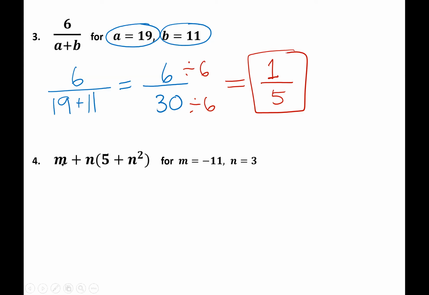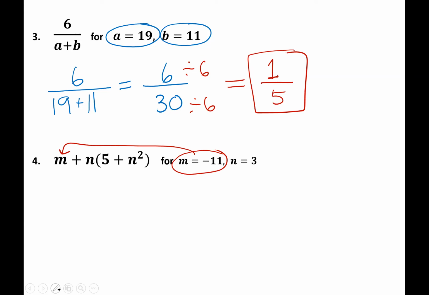Okay, number 4. This one's longer. m plus n, and then parentheses, 5 plus n squared, close parentheses. m is -11.